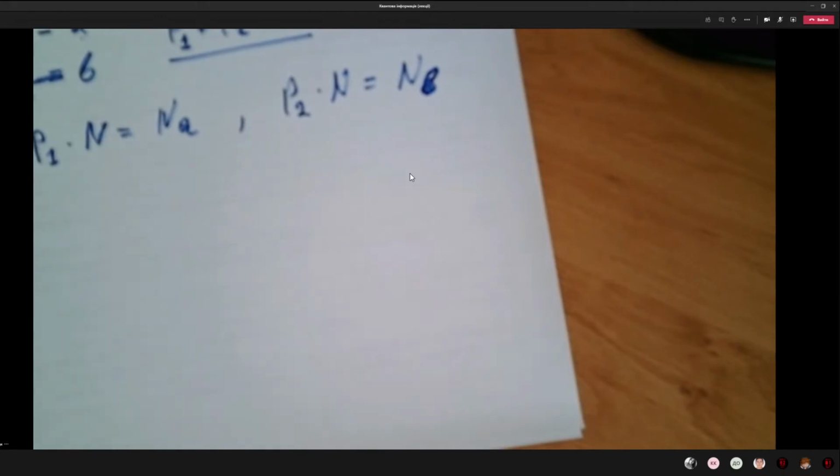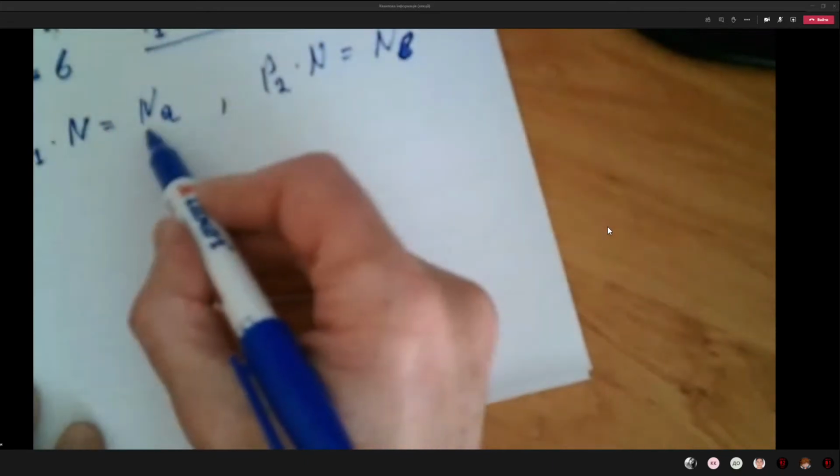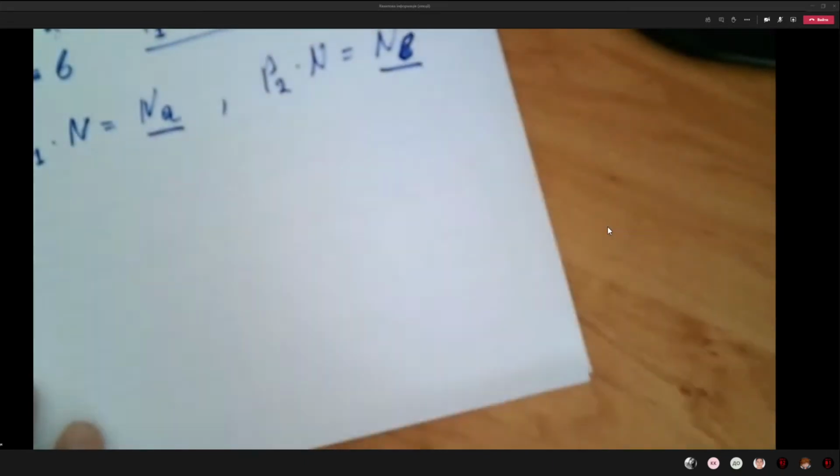So we have a very simple situation. We have symbols where with probability P1 we can find A, and with probability P2 we can find B. And when n is sufficiently large, the number of A is this one and the number of B is this.